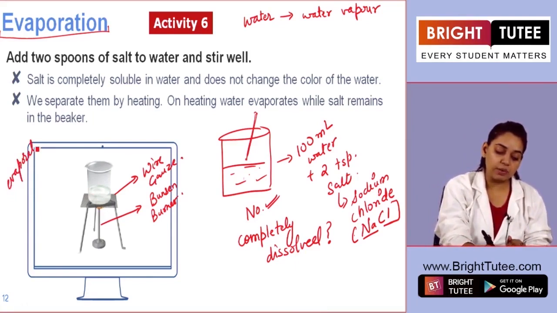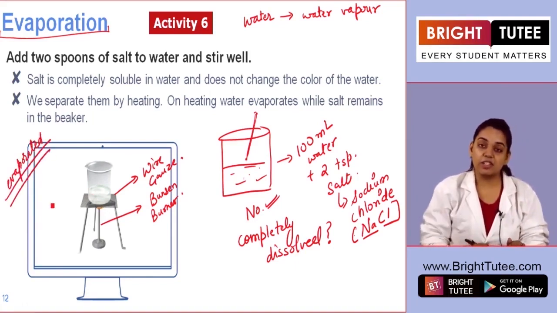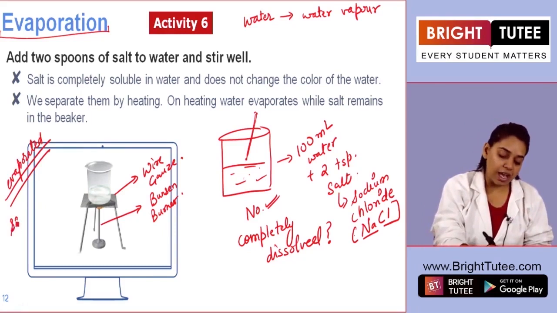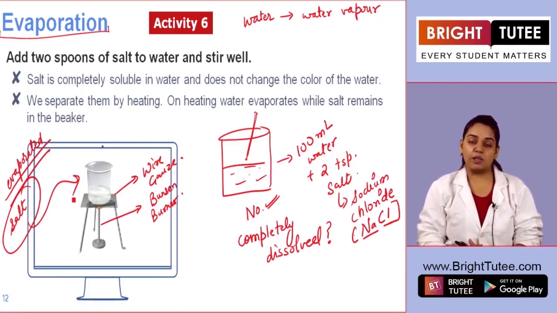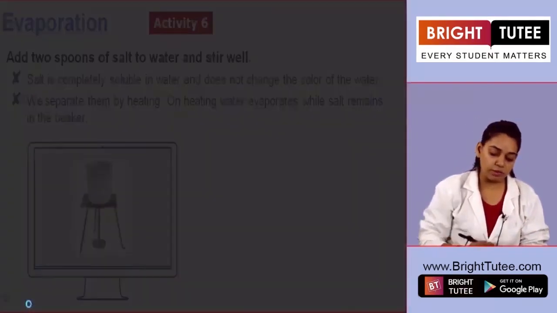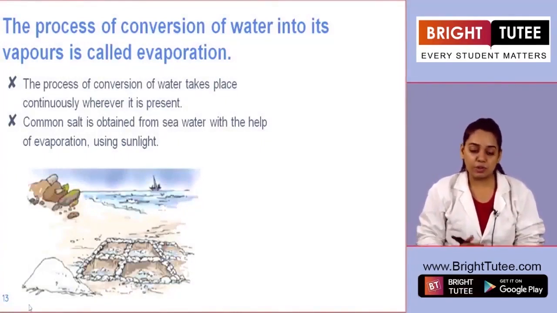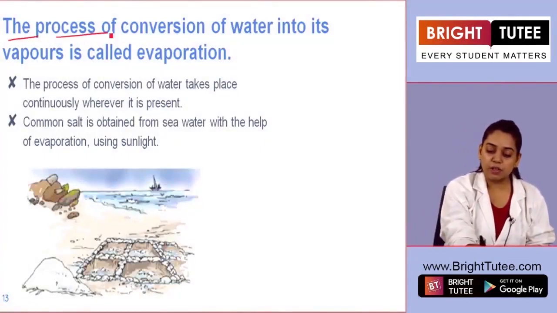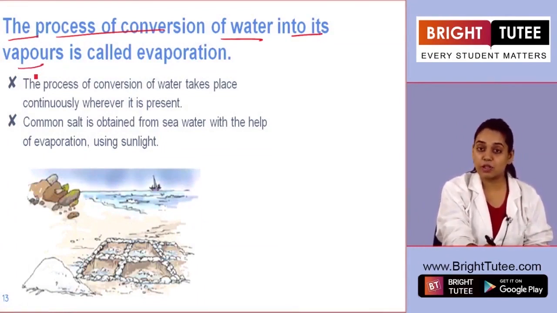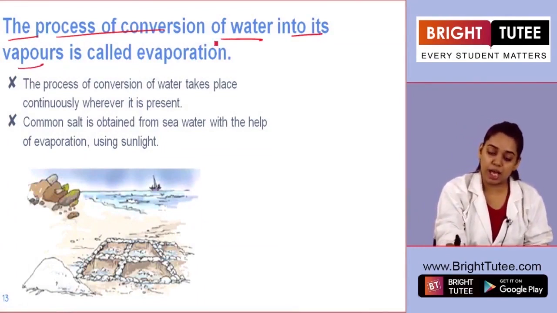That is, it has been converted into its gaseous form. And what will be left behind in the beaker? You will observe that salt has been left behind in the beaker while all of the water has been evaporated. So students, what have we understood with this activity? We have understood that the process of conversion of water into its vapor is known as evaporation.